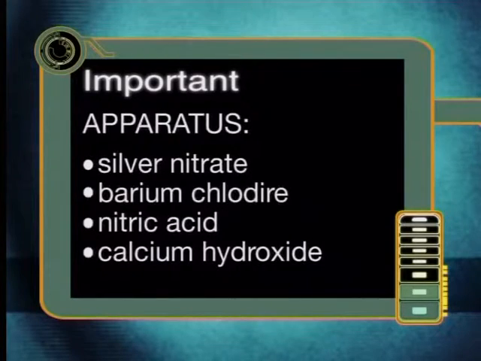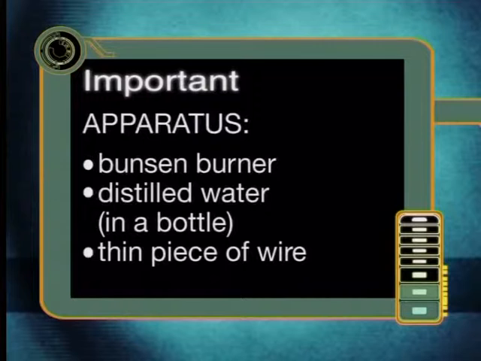We will use silver nitrate, barium chloride, nitric acid and calcium hydroxide to identify these salts. We have access to distilled water, a Bunsen burner and a thin piece of wire for flame tests. We have also been given some clues about these 3 salts to help us identify them.